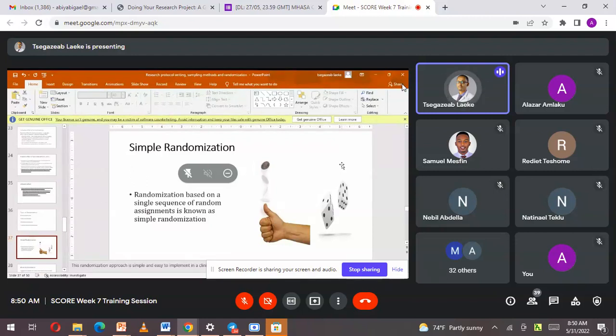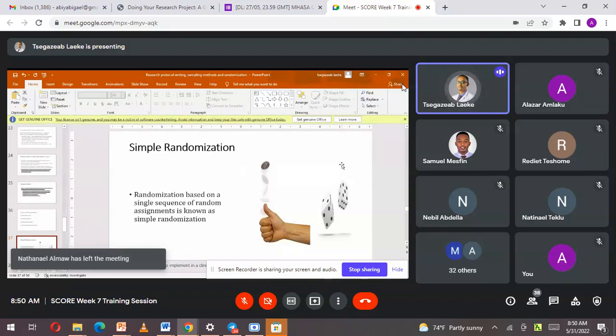So there is a 50% chance. Randomization is based on a single sequence of random assignments, and this is the basic and the most simple type of randomization, and it's just like tossing a dice and getting 4 or other numbers.